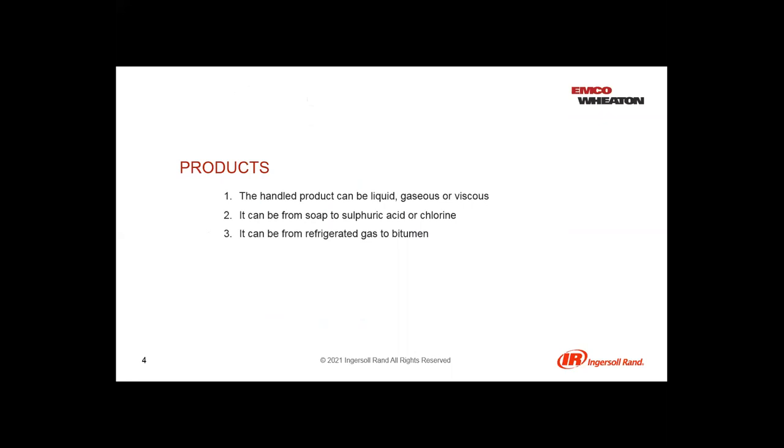The product handled by a loading arm can be liquid, gaseous, or viscous. It can be from soap to sulfuric acid or chlorine, and it can also be from a refrigerated gas to bitumen. So we can say that with all of our technologies in our position today, we can process almost all liquid and gaseous products.